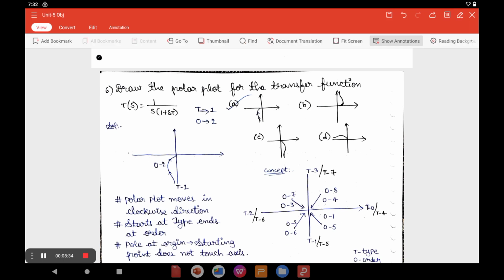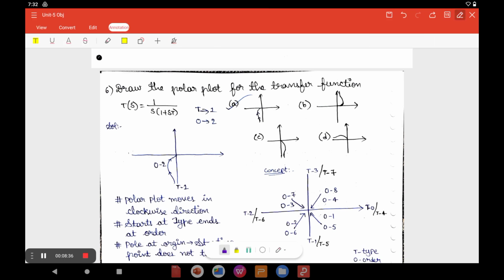The next question is the sixth question, question number 6. Draw the polar plot for the transfer function. The transfer function is given, and you are asked to draw its polar plot.